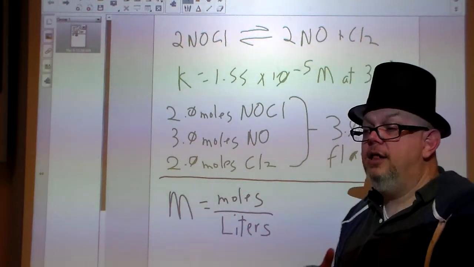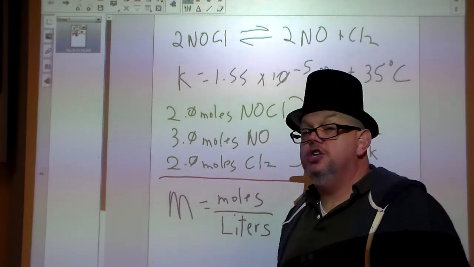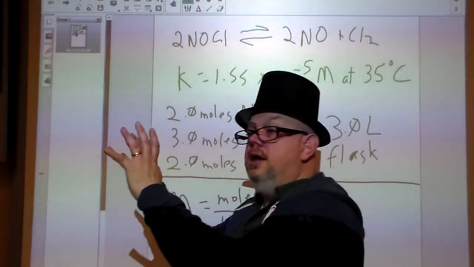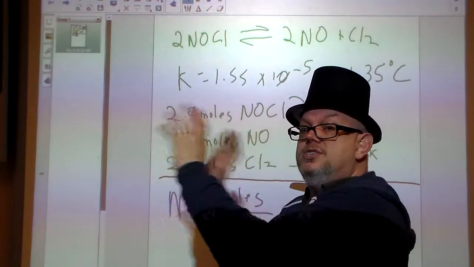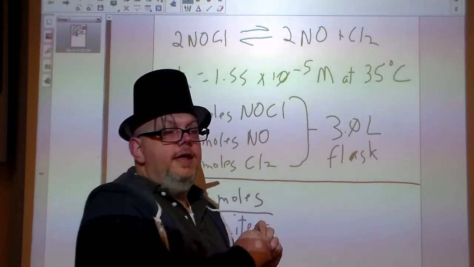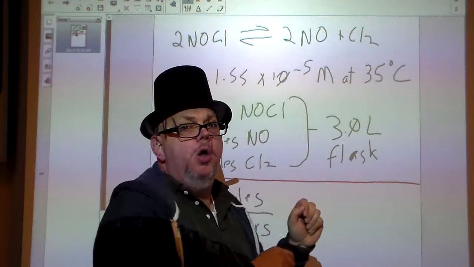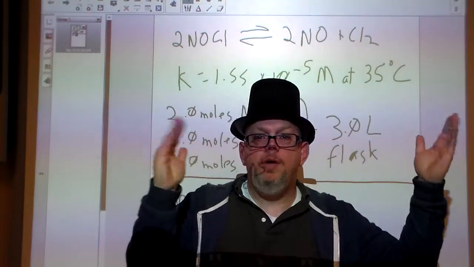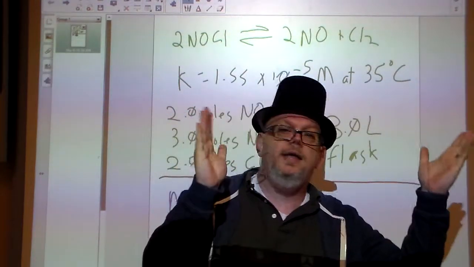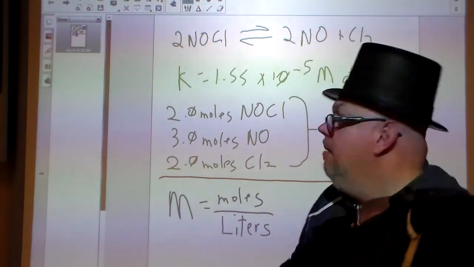Whatever that value of Q is, when we compare it to K, we're going to know if the reaction is going to quickly make more reactants, so product breaks down to make more reactants, or if we need more product, so more reactants are combined to make more products, or if it is at equilibrium. That's the idea behind the Q.